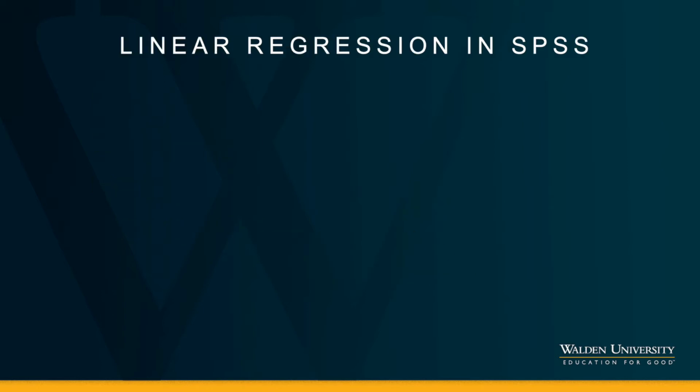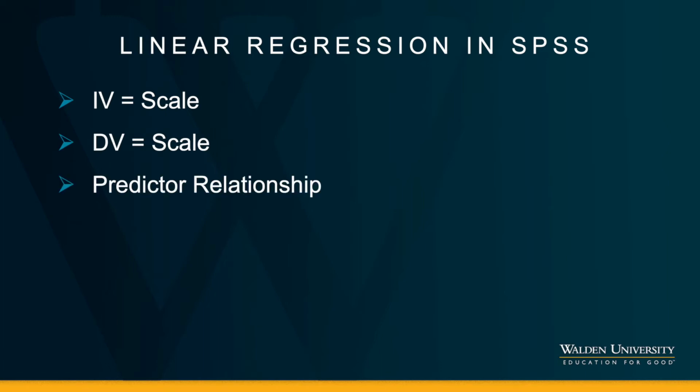The linear regression is set up in a similar way. The independent variable and the dependent variable are both scale. This is a predictor relationship, and the output will be interpreted in 6 steps.